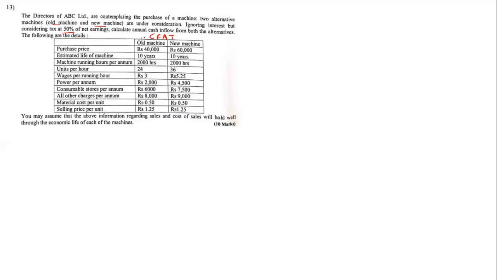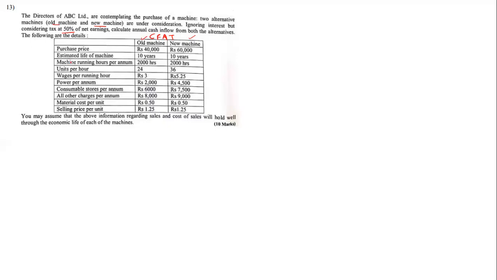In the table, you can see here there are two columns which are talking about the old machine and the new machine with the particulars which are given here. Purchase price, estimated life of machine, machine running hours per annum, units per hour, wages per running hour, power per annum, consumable stores per annum, all other charges per annum, material cost per unit, selling price per unit. And they say you may assume that the above information regarding sales and cost of sales will hold well through the economic life of each of the machines.